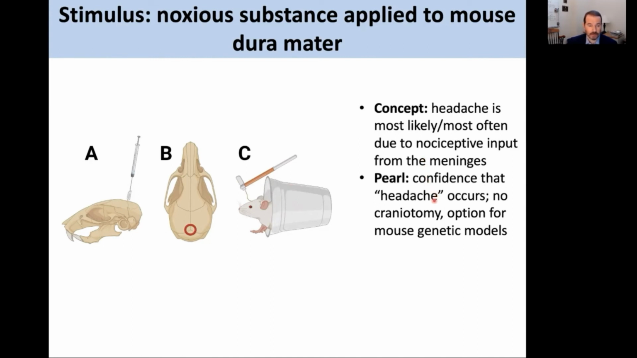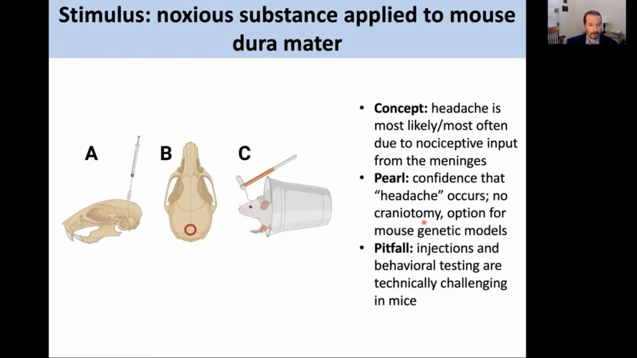The pearl here is, again, that we know that headache occurs because we're directly stimulating the meninges. But here we don't need a craniotomy, so that's an advantage. And we can also use genetic tools that exist in mice. The pitfall being that the injections and the behavioral testing in mice are actually quite technically challenging.